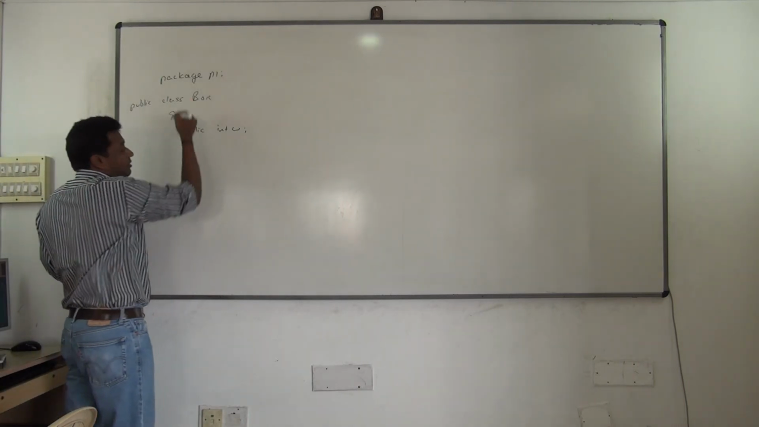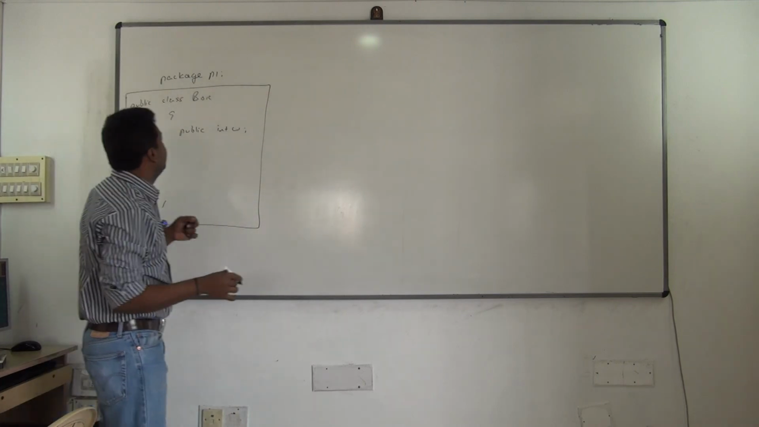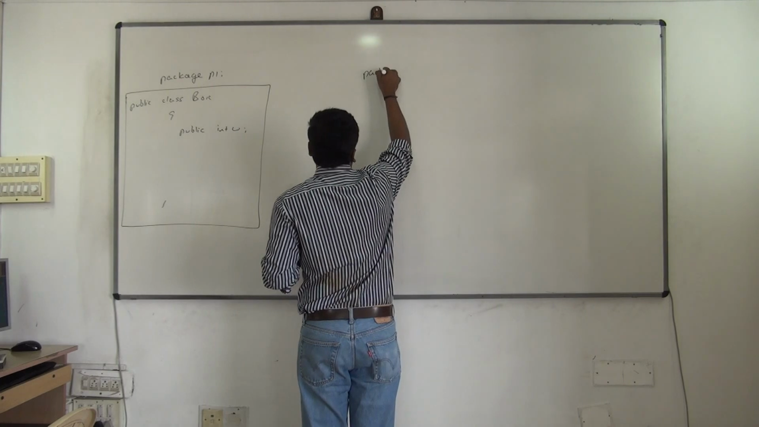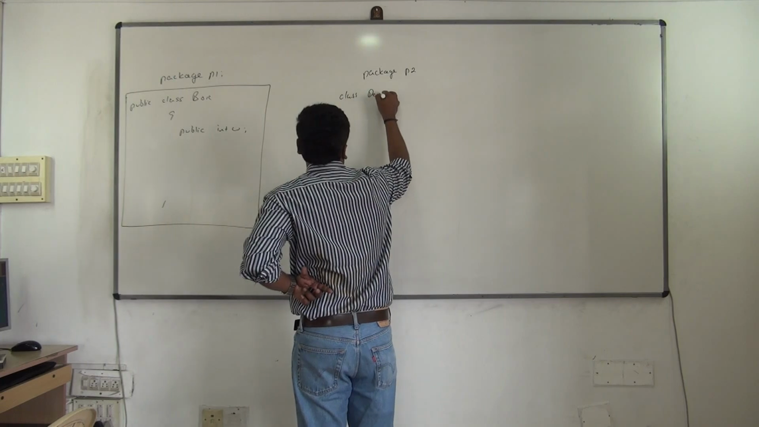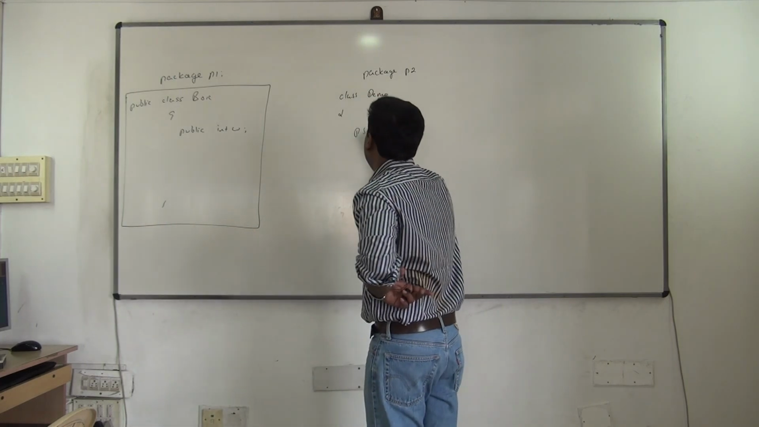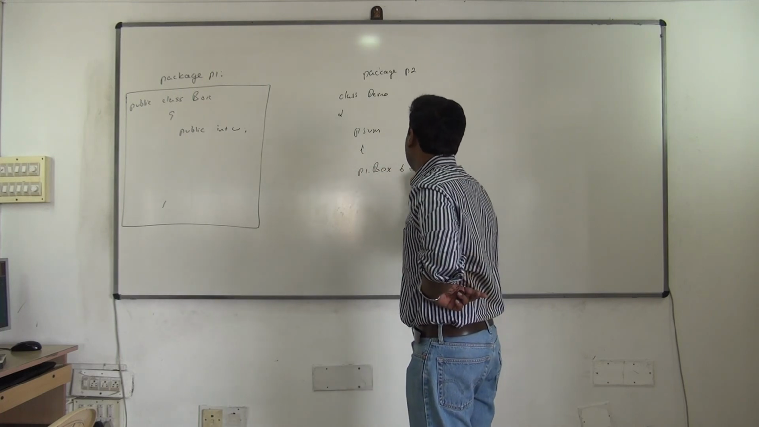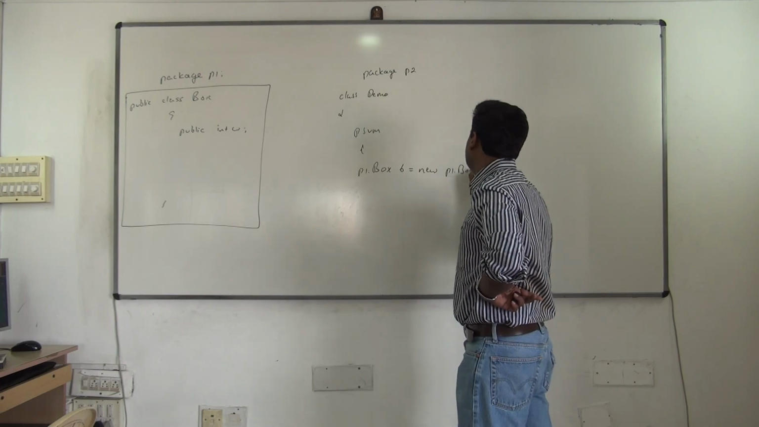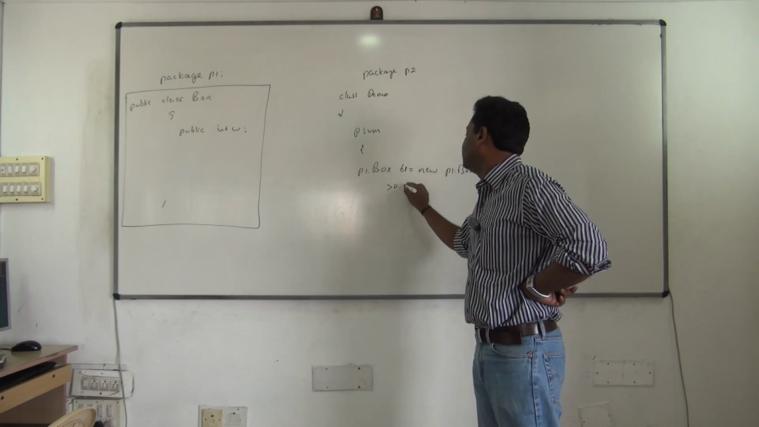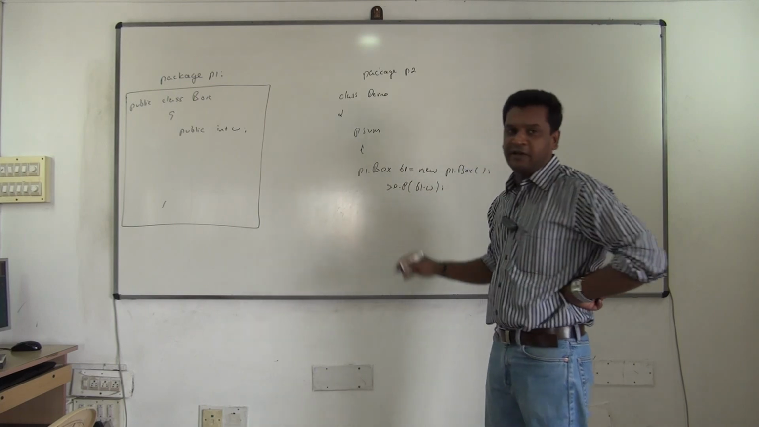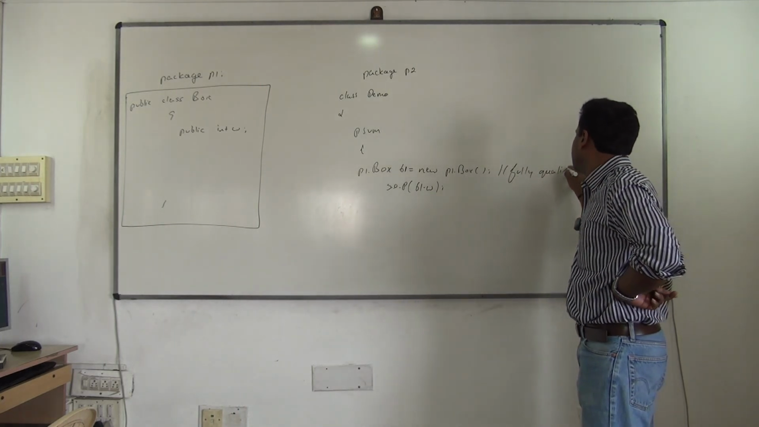Say I want to access one member of this class in another package. This is package P1. If I want this to be accessed in package P2, what should I do? I'll use it here in class Demo. One way is to use the fully qualified class name: P1.Box B = new P1.Box, like this you can create it, and then you can access it. I'll name it B1, and B1.W. This is how you can access it. This is actually called the fully qualified class name.